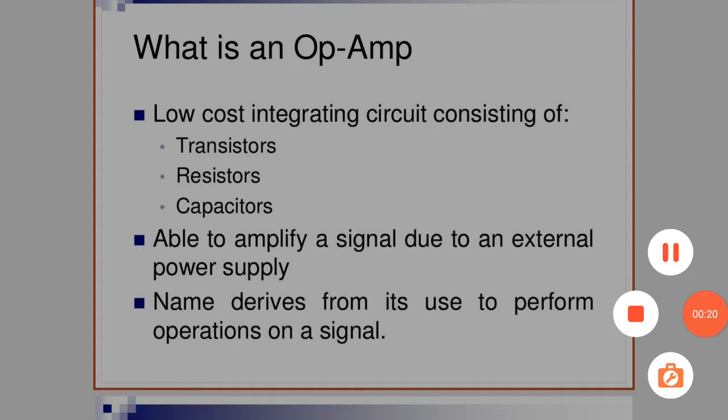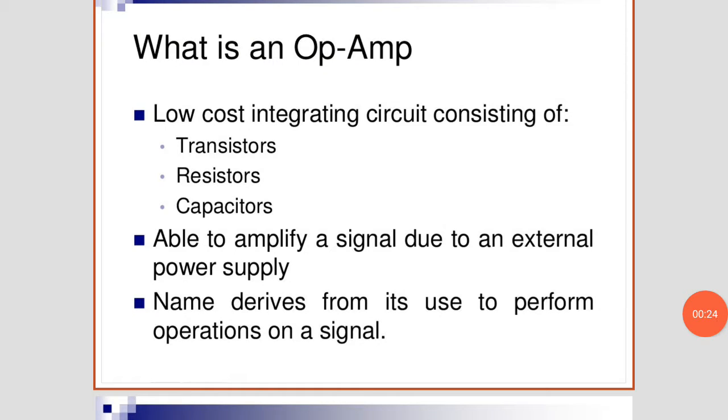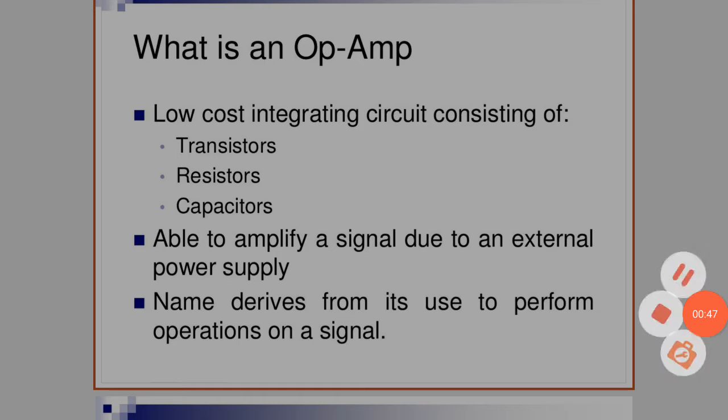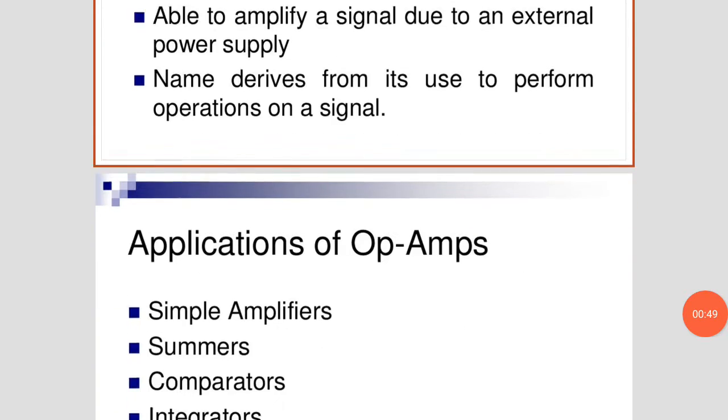The op-amp means operational amplifier, able to amplify a signal due to an external power supply. The name is derived from its use to perform operations on a signal. There are different operations which are performed on the amplifier. The cost is low. It is an integrated circuit, which consists of transistors, resistors, and capacitors. We see this by using an application.